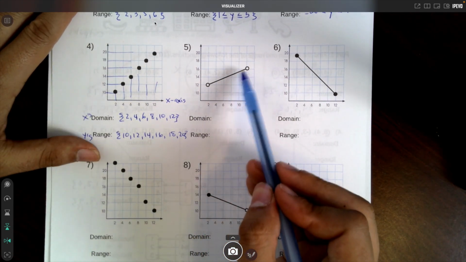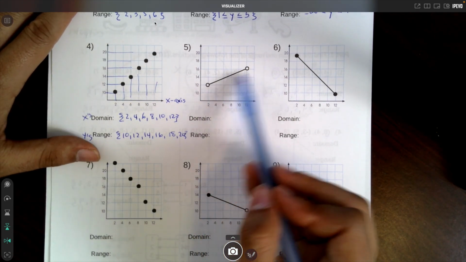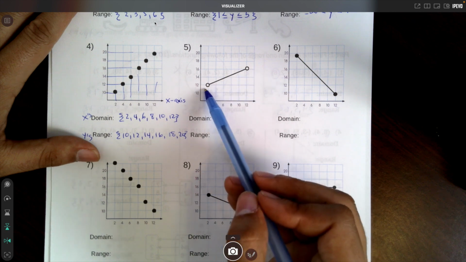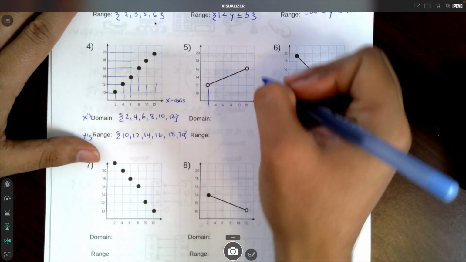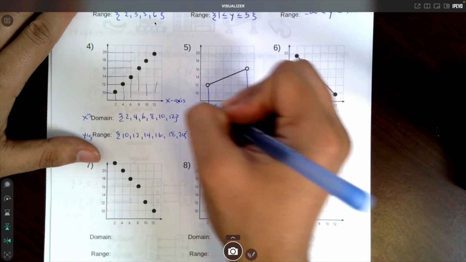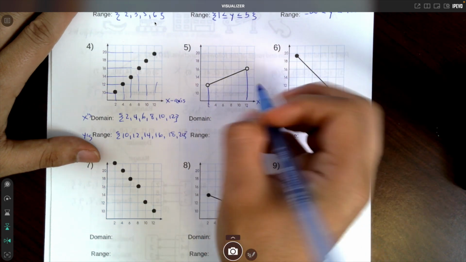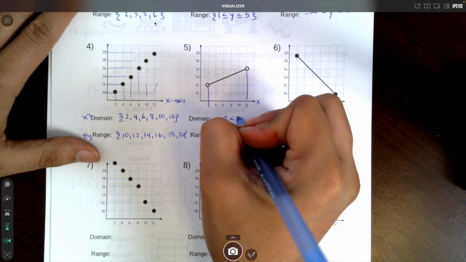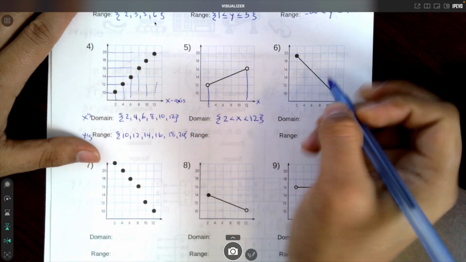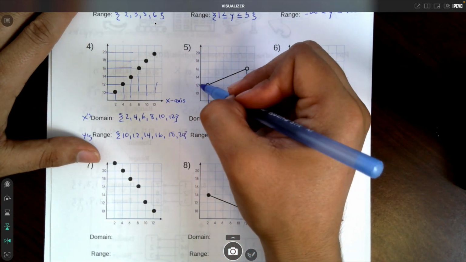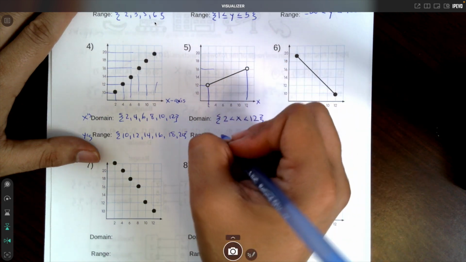Now notice this has open circles. So this means it's not going to include the endpoints. The domain is all the x values. So everything on this line. So it goes from 2 to 12. Domain is from 12 to 16.